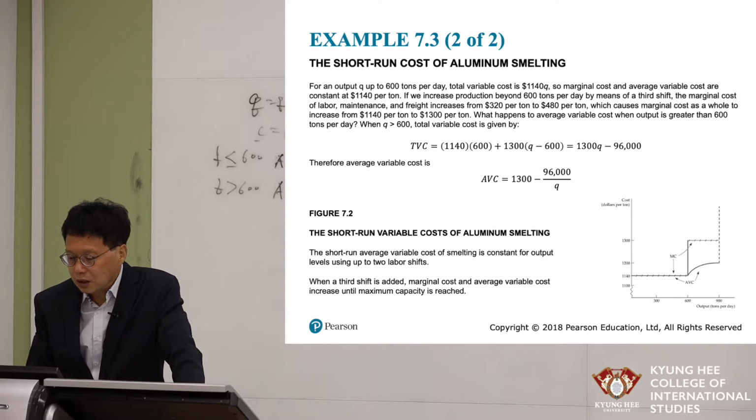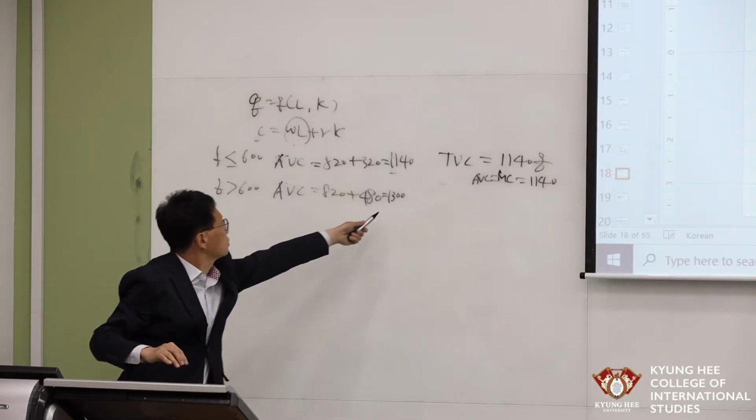Then marginal cost and average variable cost are equal to this when Q is up to 600 tons. If we increase production beyond 600 tons per day by means of a third shift, the marginal cost of labor, maintenance, and freight increase from 320 to 448, which causes marginal cost as a whole to increase from here to here, 1,140 to 1,300 per ton. Average cost is this one, right?